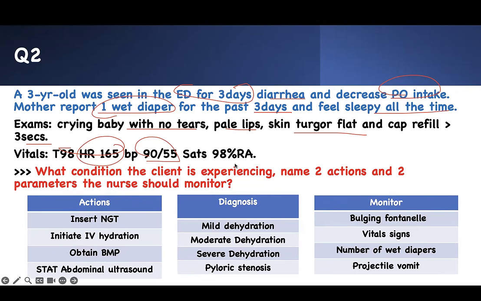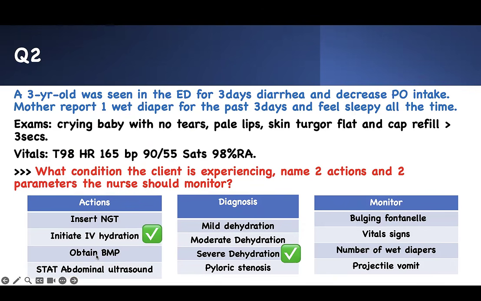And look at the pyloric stenosis. You know, pyloric stenosis, the keyword is projectile vomiting. There is no projectile vomiting in the case given. Don't pick it because it's familiar to you. Therefore, this patient has severe dehydration. If you have severe dehydration, now, how are you going to monitor this patient? Of course, I'm going to give you some fluid.